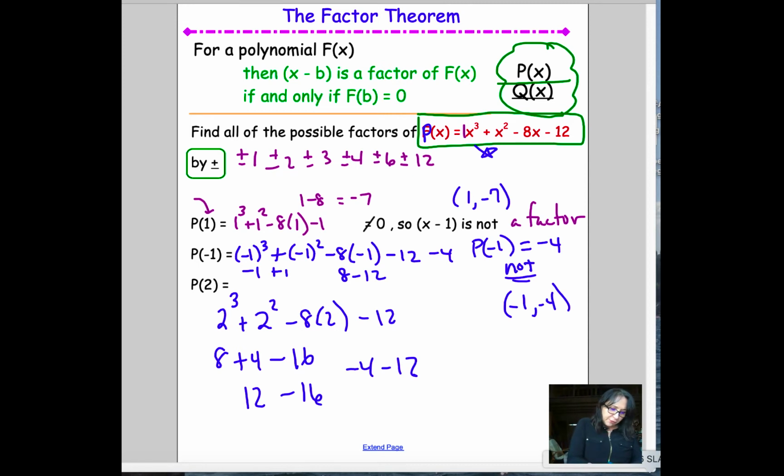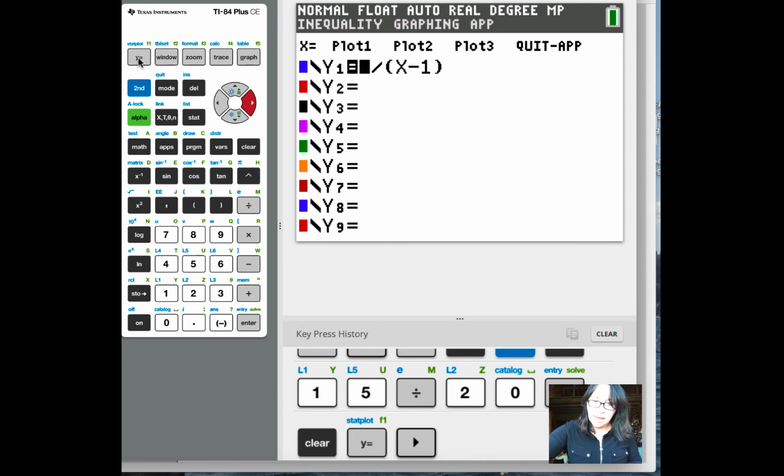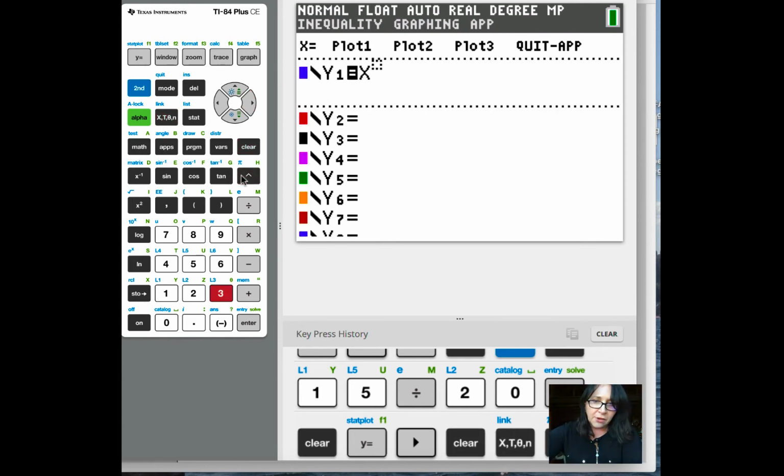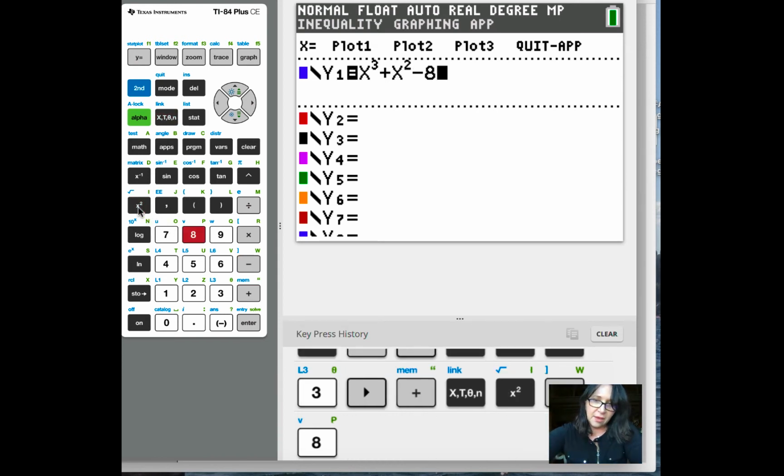And so if I needed to find the factors, what I would then do is go to my calculator. I would go to y equals and clear that out, and I type in my equation. I would go, okay, x cubed, plus x squared, and then minus 8x. Oops, that's not right.